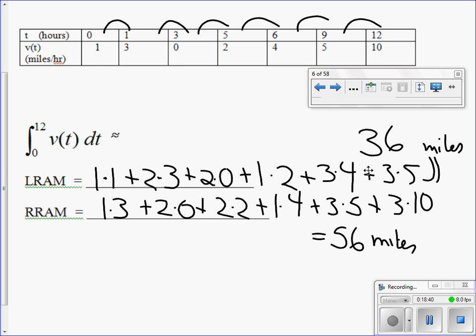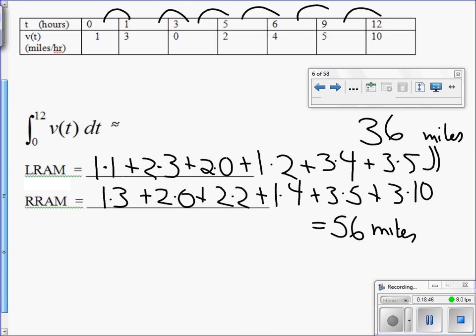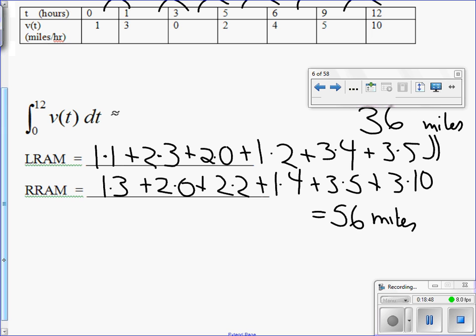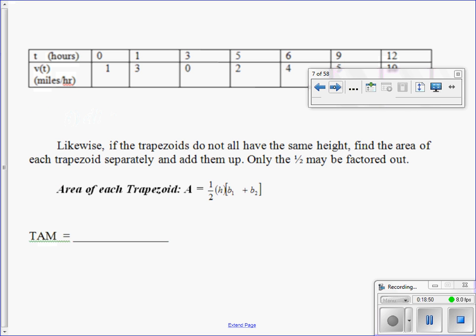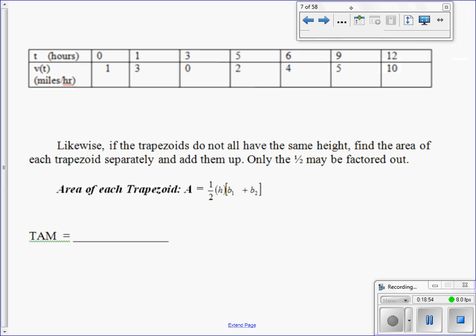Okay. I know what you're thinking. Oh, I hope we get to do a trapezoid with unequal subintervals. Yep, I think we are going to now. All right. So now we have these points. They're not evenly spaced. We want to approximate the definite integral with trapezoids.